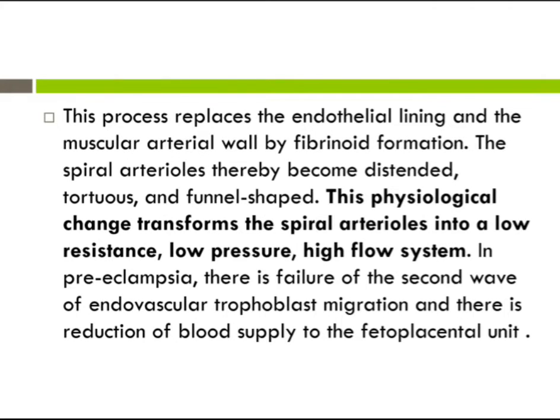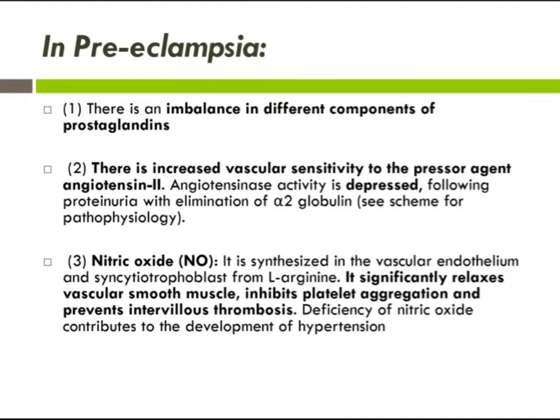This process replaces the endothelial lining and the muscular arterial wall by fibrinoid formation. The spiral arterioles thereby become distended, tortuous, and funnel-shaped. This physiological change transforms the spiral arterioles into a low-resistance, low-pressure, high-flow system. In pre-eclampsia, there is failure of the second wave of endovascular trophoblast migration, and there is reduction of blood supply to the fetoplacental unit. So in pre-eclampsia, 1, there is an imbalance in different components of prostaglandins.